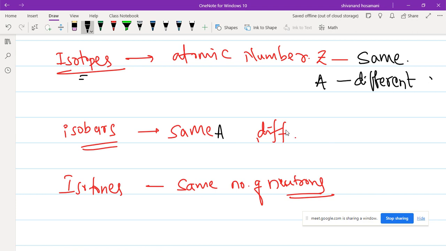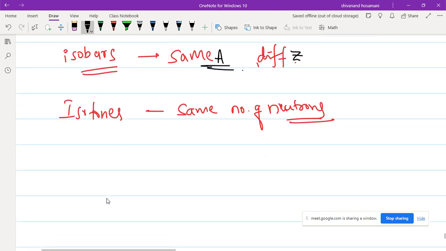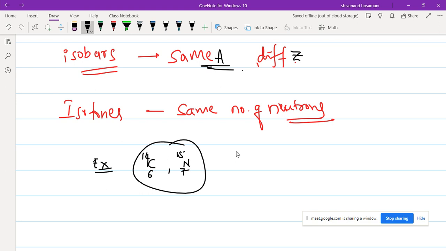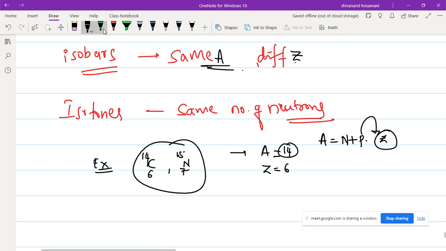Similarly, isotones, same number of neutrons. How do you define this? For example, C-14 with Z equal to 6 and N-15 with Z equal to 7. So these are defined as isotones. How? If you see, the atomic mass number is A equal to 14, Z equal to 6, isn't it? A is the mass number, which is neutrons plus protons. The number of protons is the atomic number, therefore A becomes N plus Z. If I treat this N plus Z, then the number of protons is 6 and the number of neutrons will be 8 here.